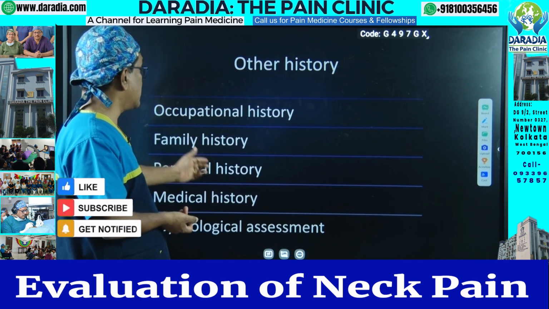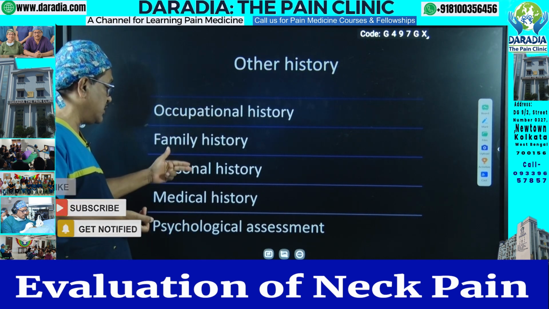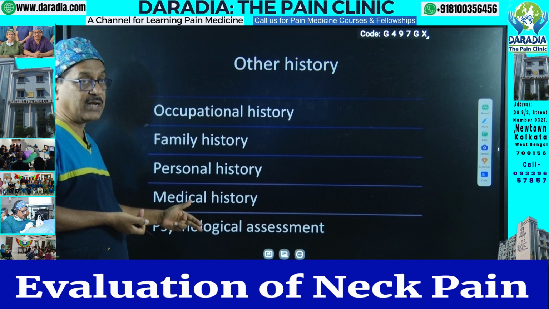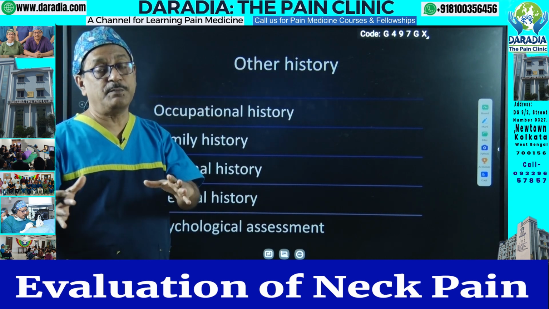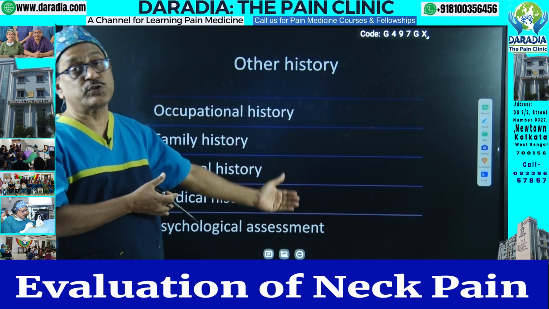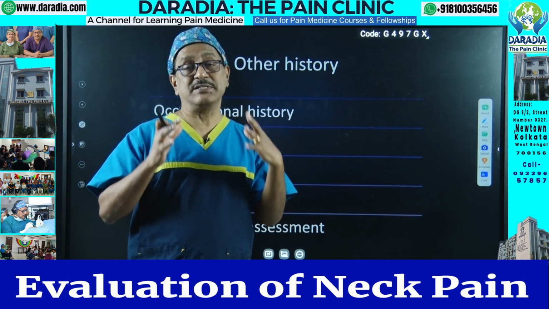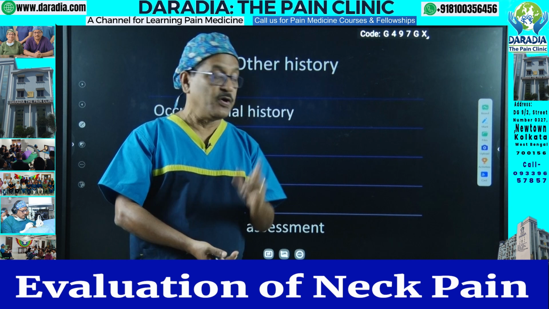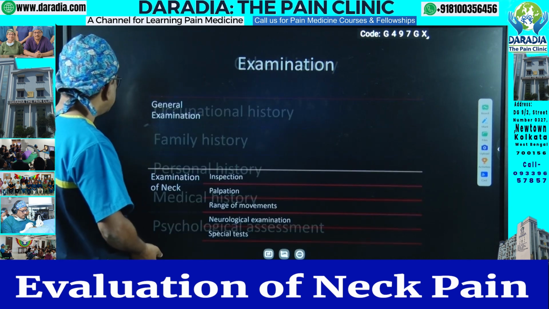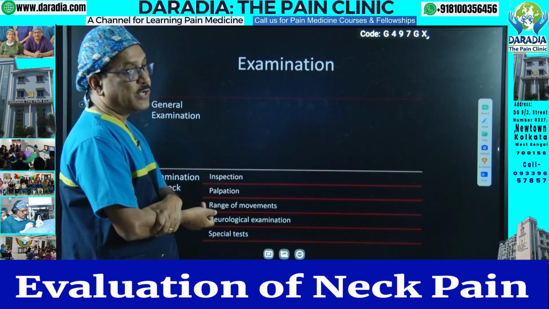Then the other histories like occupational history, family history, personal history, medical history, and psychological assessment. So all these steps are very, very important, and I will be telling these two slides the history of present illness and the other different histories are the most important step of evaluation of any kind of pain. So then we come to examinations.